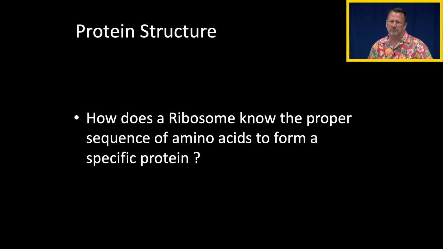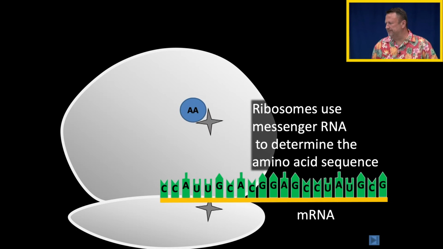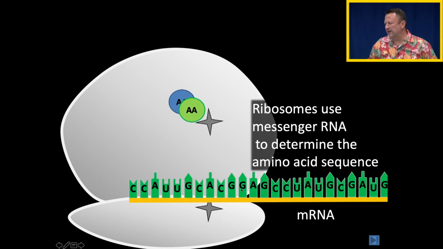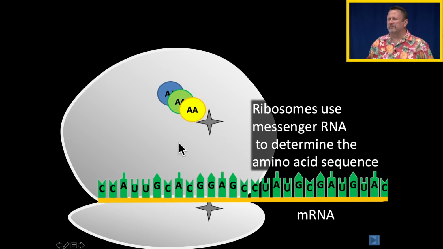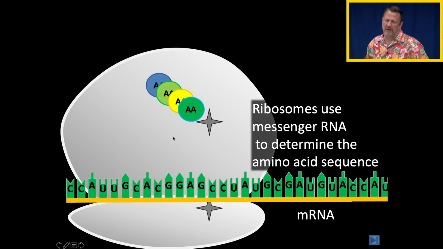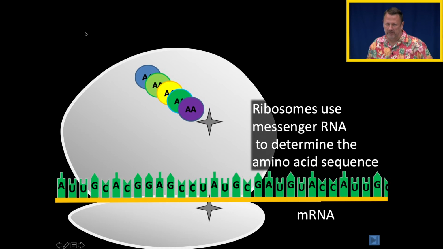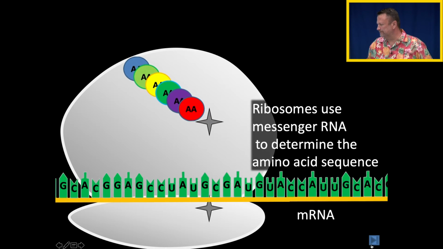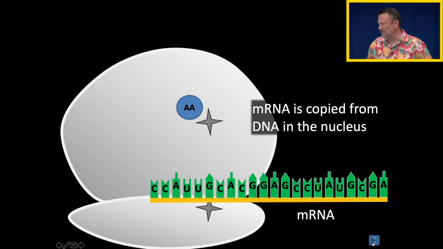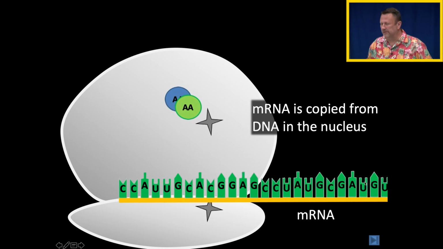So where do ribosomes get their information to put this stuff together? All right, well, the genetic code is stored in our DNA, and the DNA is transcribed into messenger RNA, carried out to the ribosome. Here's my messenger RNA down at the bottom, and the ribosome is reading this messenger RNA, forming this amino acid chain up here. And then messenger RNA comes from the DNA in the nucleus.